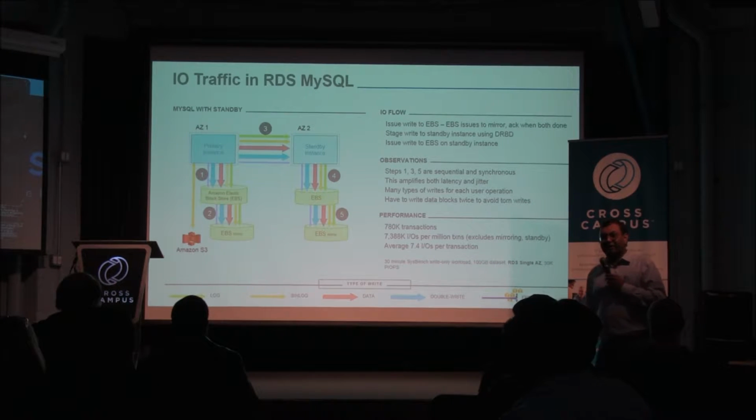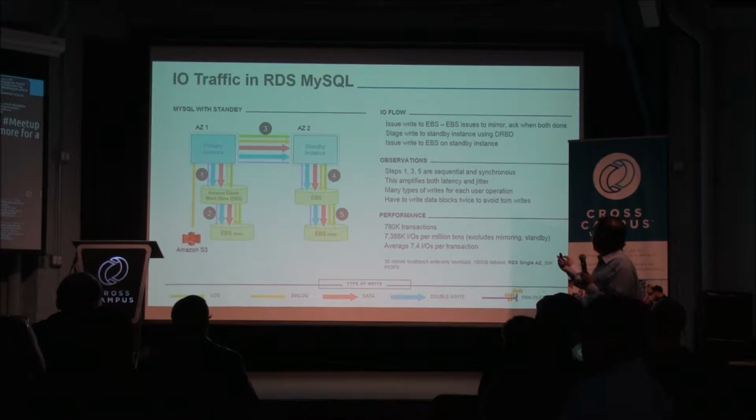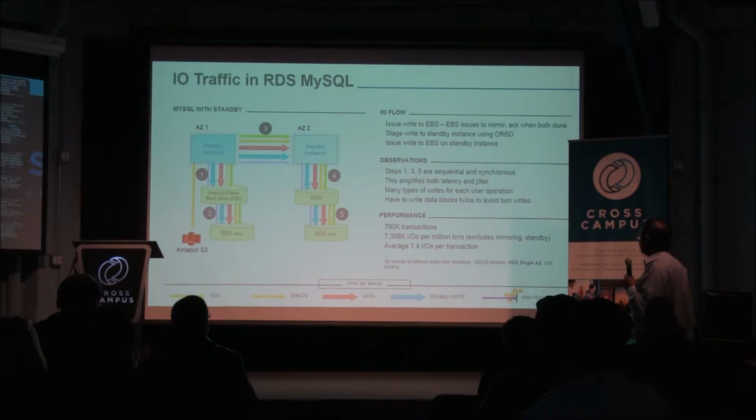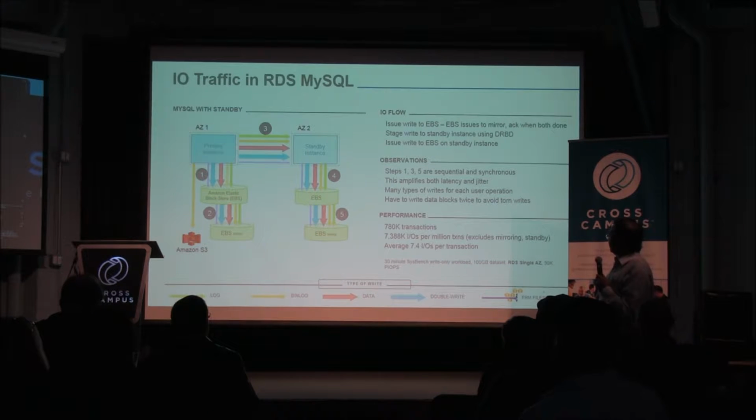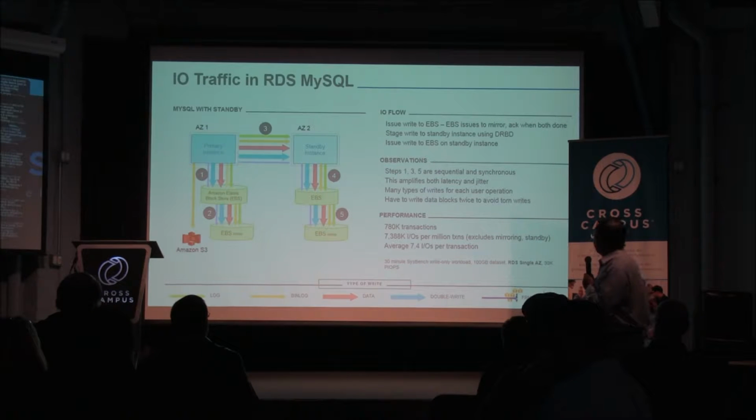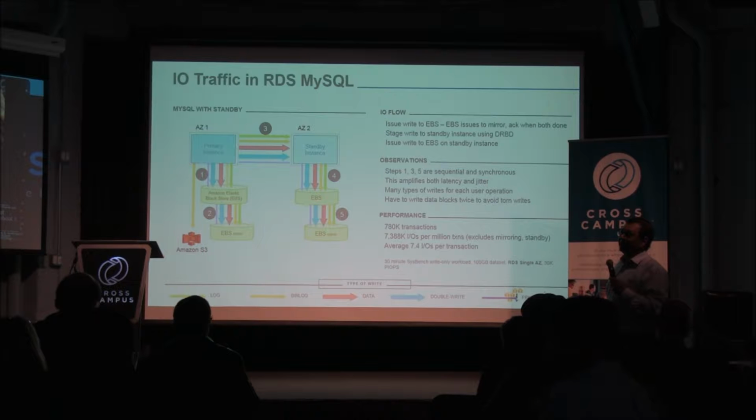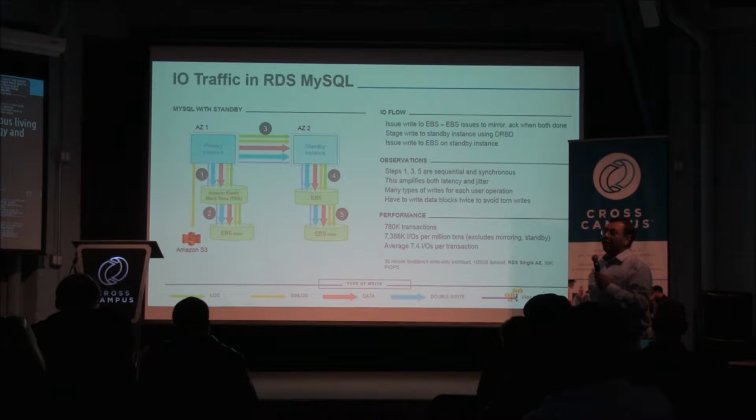So there is a lot of data traffic going in there. If you look at the number of I/O that we do in order to have a certain number of transactions, we ran a sysbench write-only workload for 30 minutes with a 10 GB data set, and we got 780K transactions in that 30 minutes. There was a total of 7.3 million I/O, an average of 7.4 I/O per transaction. So that is what you see when you run in a traditional database environment.